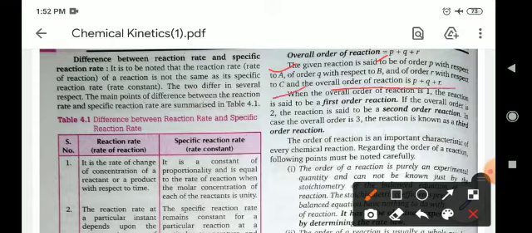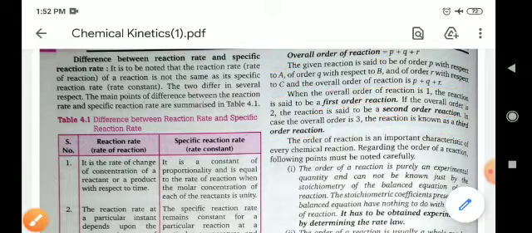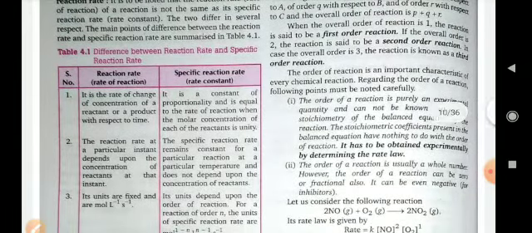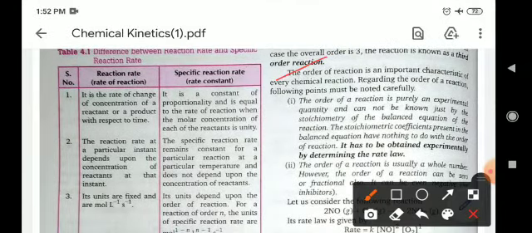When the overall order of reaction is 1, the reaction is said to be first order. If it is 2, then it is known as second order, and if it is 3, then it is known as third order. So in a simple way you can say the order of reaction is the sum of the powers of the concentrations of the reactants. The order of reaction is an important characteristic of every chemical reaction.